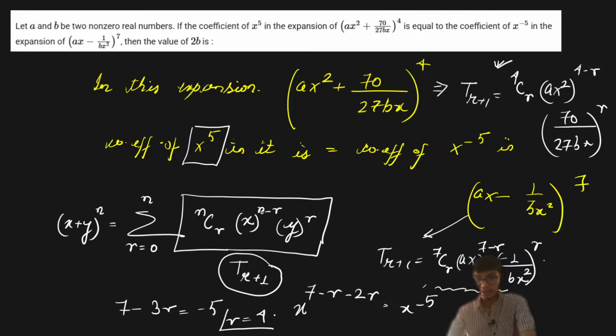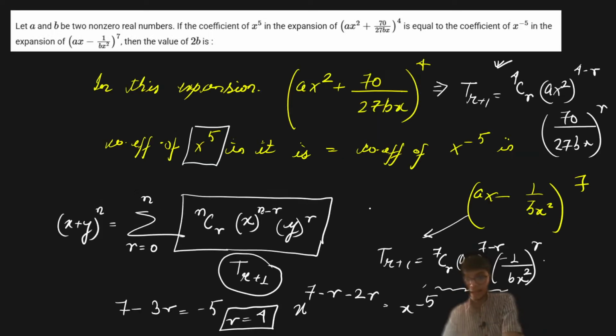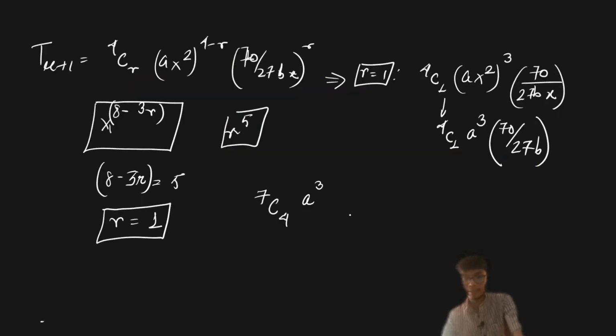So this is basically the fifth term of this expansion, which gives me the coefficient of x to the power minus 5. Putting r equal to 4, the coefficient will be 7C4, then a to the power 3, and then the remaining 1 upon b, 1 upon b to the power 4. So that is the coefficient.